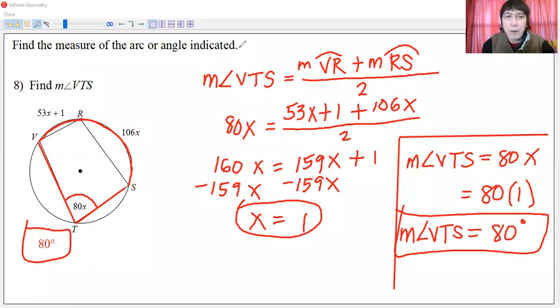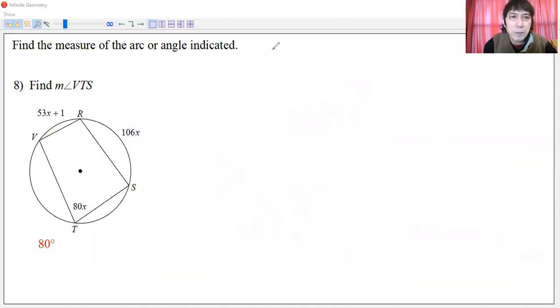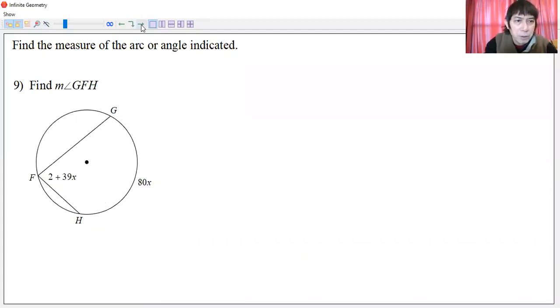All right, number 9 now. We're done with number 8, so we'll be moving to the next, number 9. Here's number 9. We have the diagram. Solve for the angle GFH. We're looking for the measure of this.